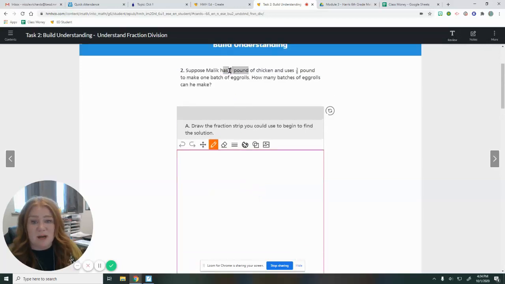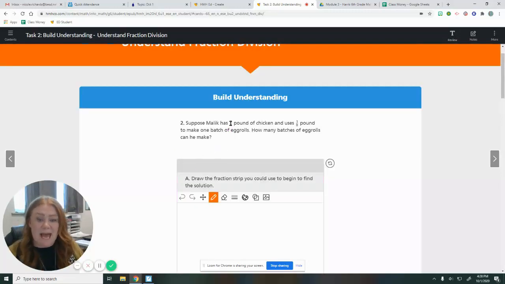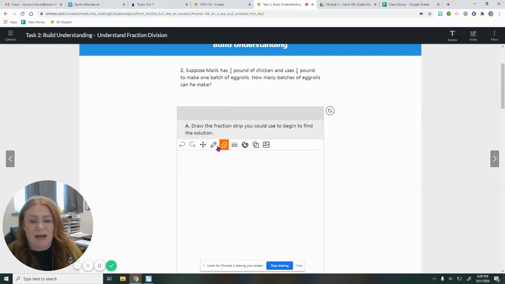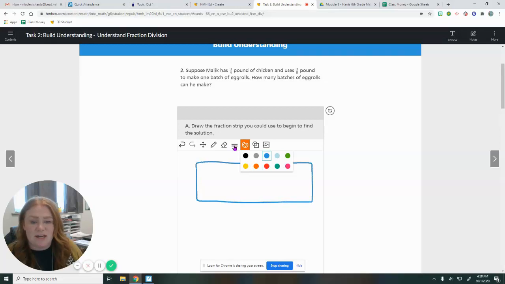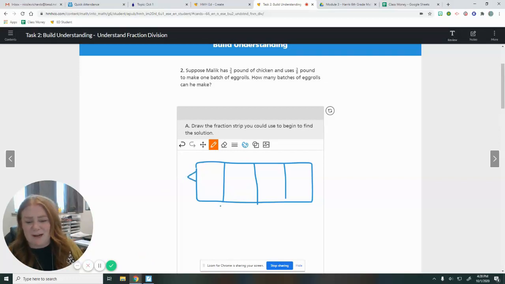So I want to start and draw that 3/4 here. We're going to start with what we know he has, which is 3/4 of a pound of chicken. So we're going to draw our chicken here. I don't know what kind of chicken comes in a rectangle, but that's okay. So here's our chicken. You could even give it a little beak here and some legs. Here's my chicken, okay? There we go. So I know that I have 1/4, 2/4, 3/4 is what he has.